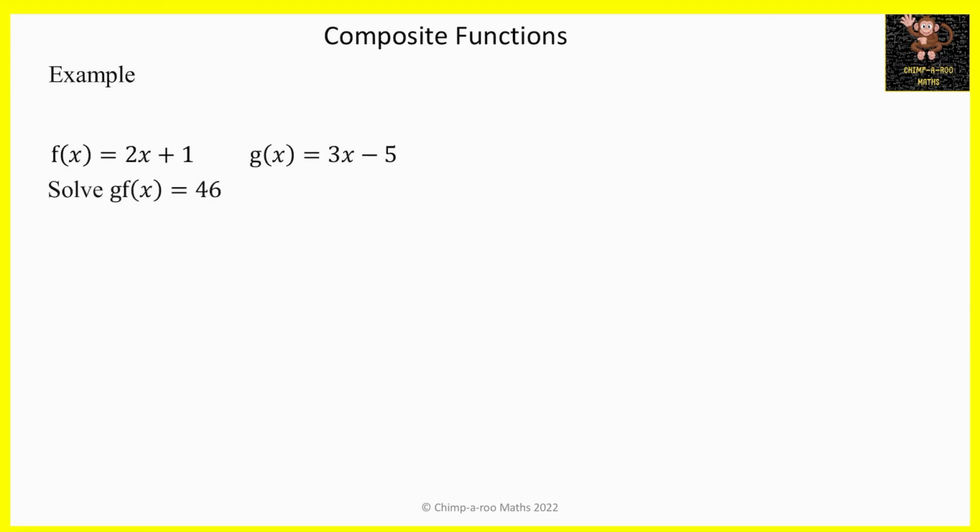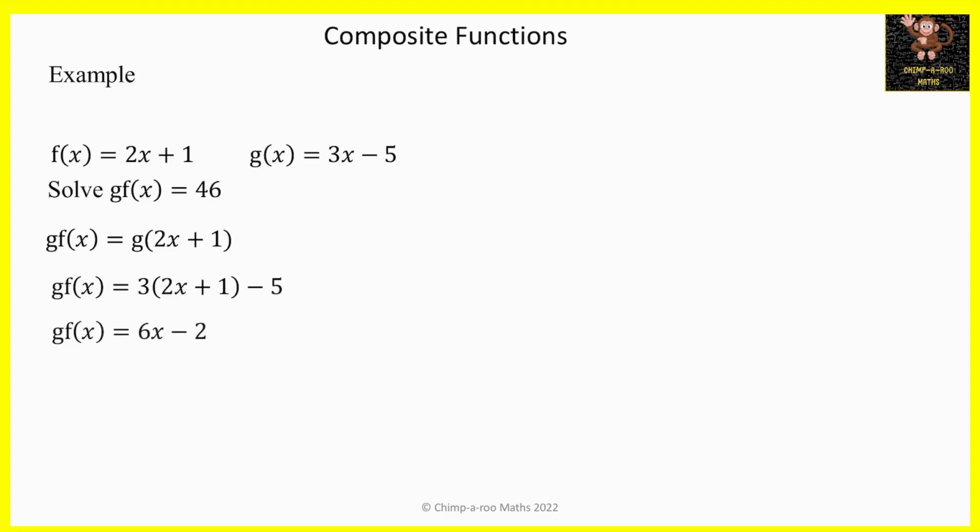Okay, this time we've got f of x is 2x plus 1 and g of x is 3x minus 5. This time I'm going to solve an equation. We solve that gf of x equals 46. So before we can do anything, we need to find that composite function. So gf of x is g of 2x plus 1. So replace x in the function g with 2x plus 1. So times by 3 and subtract 5. So gf of x will be 3 lots of 2x plus 1, minus 5. Expand and simplify, we get 6x minus 2.